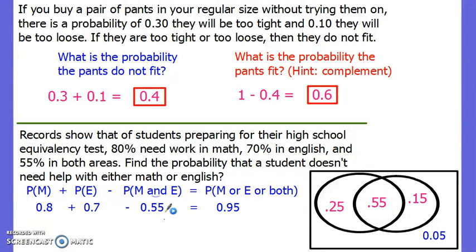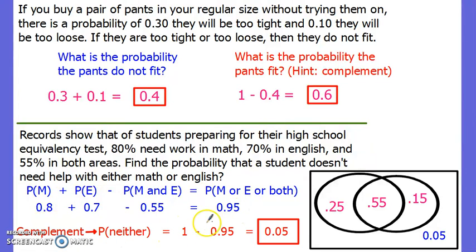Okay? So what we can do is fill in our information, though. 0.8 plus 0.7 minus 0.55. And we would find out that there's a 95% chance that someone might need help in math or English or both. But now we've got to read carefully, though. I didn't read through that last part of the question. Find the probability that a student does not need any help with either math or English. Well, if this is the probability that they need help with either math or English or both, the probability that they don't need any help at all would, again, just be that complement. 1 minus 95%, there's a 5% chance, right? Or if both circles added together were 95%, there's 5% of the population that wouldn't need help either way.